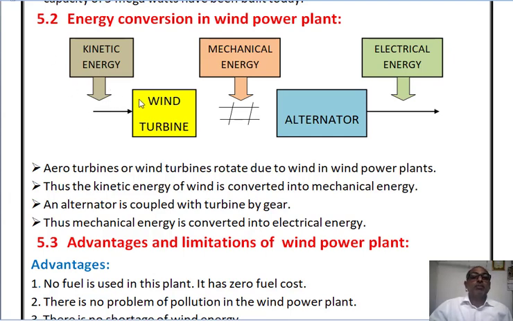The aero turbine, or you can say wind turbine, is rotated due to the wind in the wind power plant. Thus, whatever kinetic energy is present in the wind is converted into mechanical energy by this wind turbine. One alternator or AC generator is coupled with this wind turbine by a gear. This alternator converts mechanical energy into electrical energy.